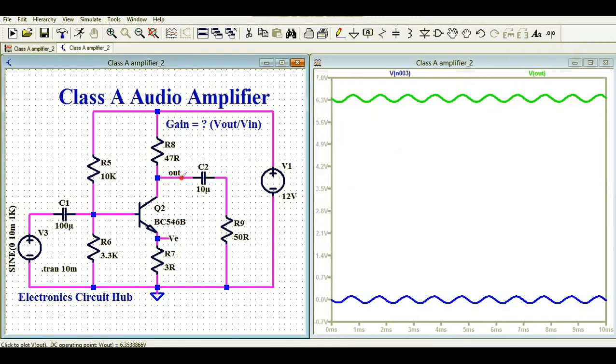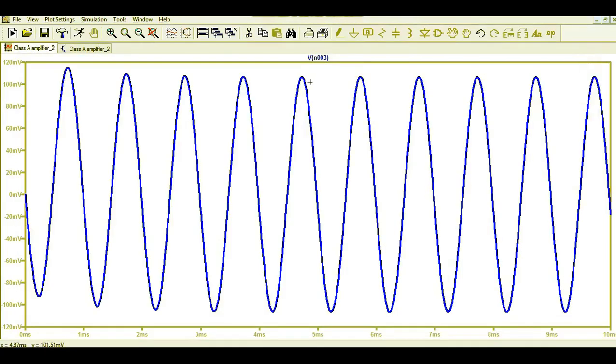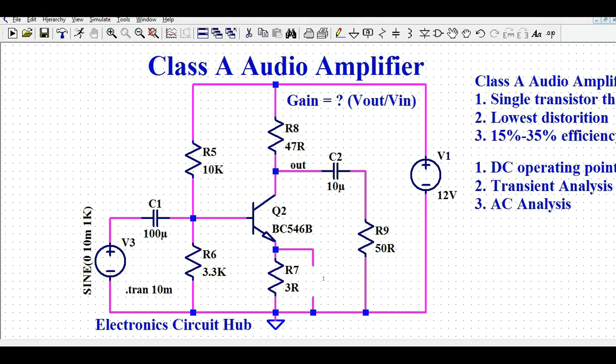You can see here the output voltage. You can see your gain is 10.7, and I don't see much distortion in this circuit. It looks purely like a sinusoidal signal. Now let me change the gain of this circuit. Let's see how it changes.